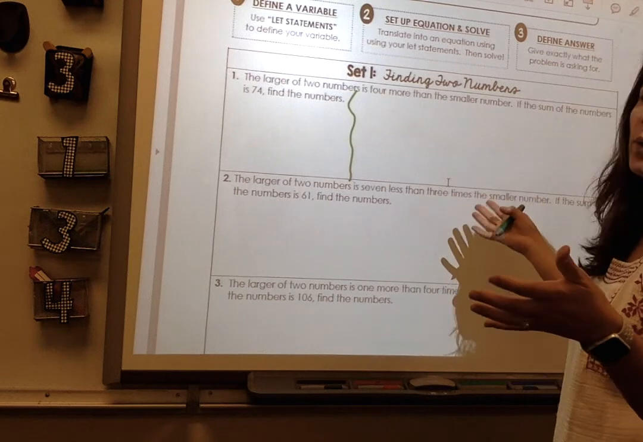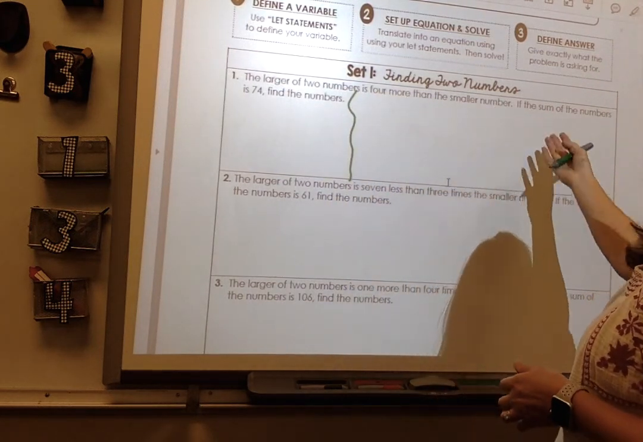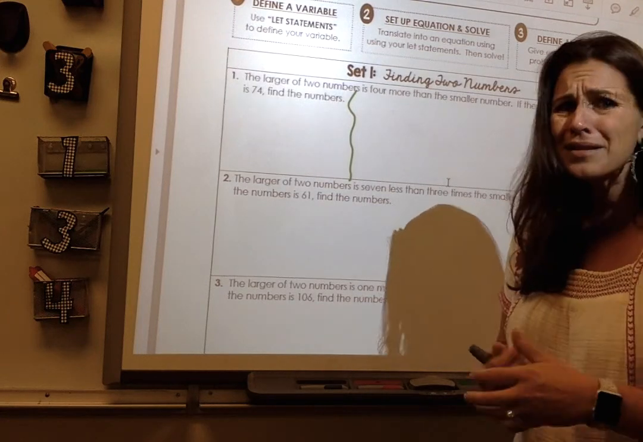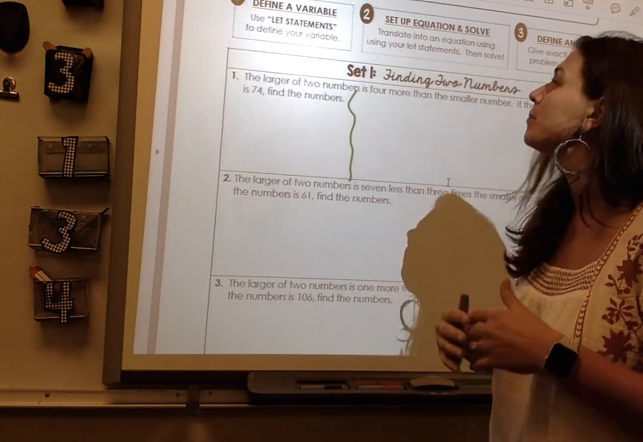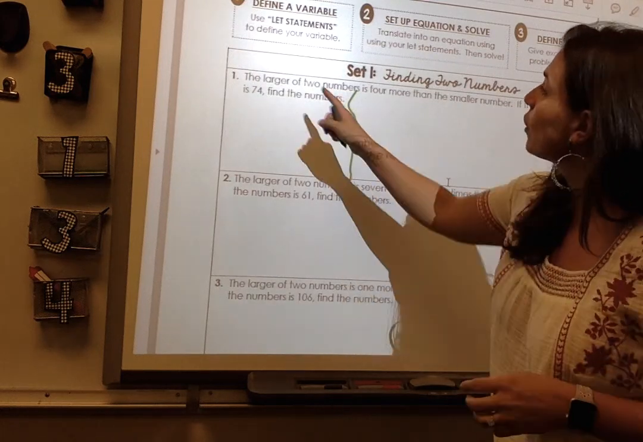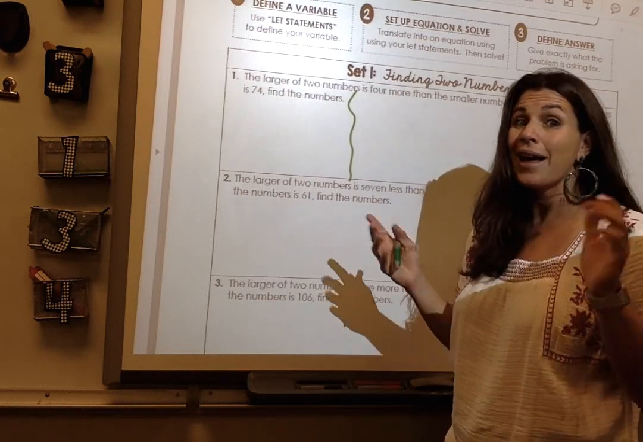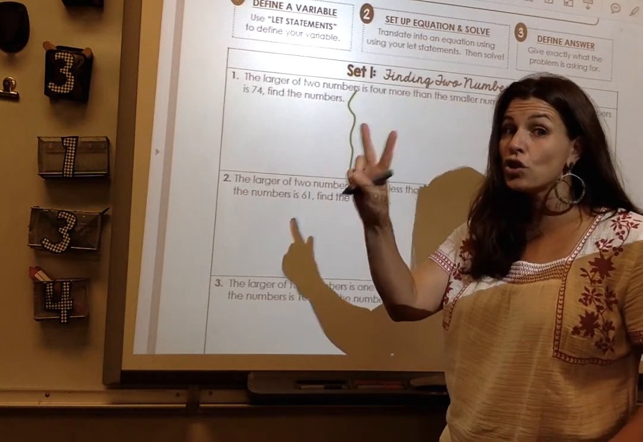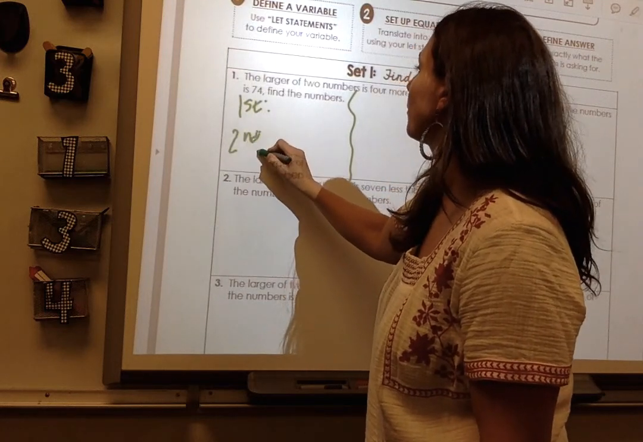So we always read the question, and it says the larger of 2 numbers is 4 more than twice the smaller number. All that sounds like a lot to me. I don't understand it, so I'm going to dissect it. It says the larger of 2 numbers. So how many numbers am I dealing with? 2. I have a first number, and I have a second number.